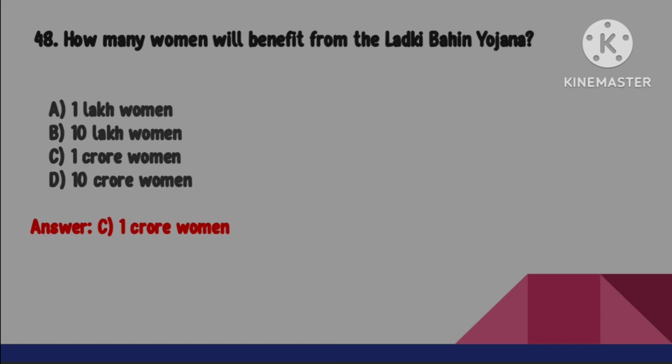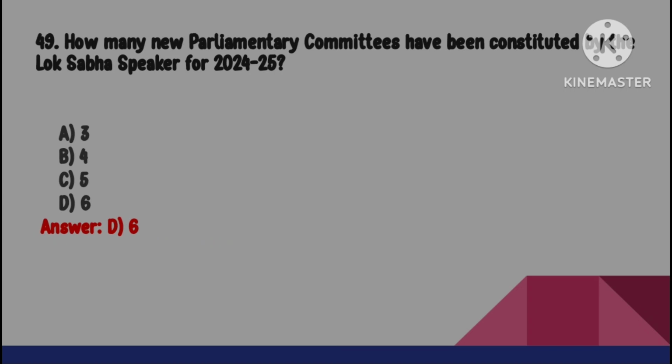How many women will benefit from the Ladki Bahin Yojana? Option A, 1 lakh women. Option B, 10 lakh women. Option C, 1 crore women. Option D, 10 crore women. And the right answer is option C, 1 crore women. And the next question is, how many new parliamentary committees have been constituted by the Lok Sabha Speaker for 2024-25?